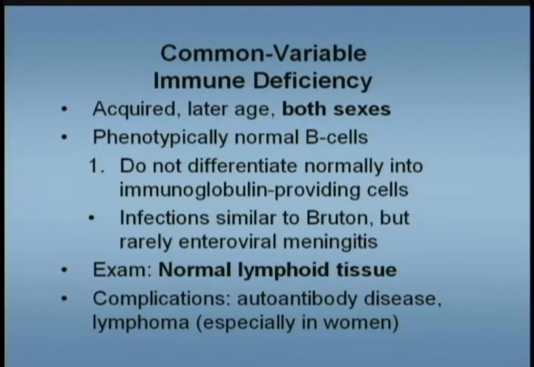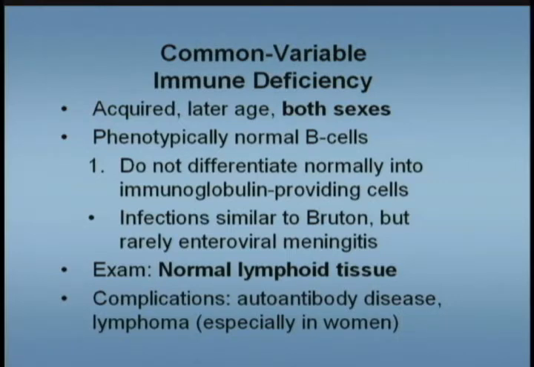Another one is the common variable immune deficiency. It's an acquired disease later in age, and it's going to be in both sexes. So they will describe girls having the disease. The B cells actually look normal, but they don't differentiate into the immunoglobulin providing cells, and so the infections will be similar to Bruton's. So again, they'll have recurrent pneumonias and chronic sinusitis, things like that, but rarely will you see enteroviral disease associated with the pyogenic diseases.